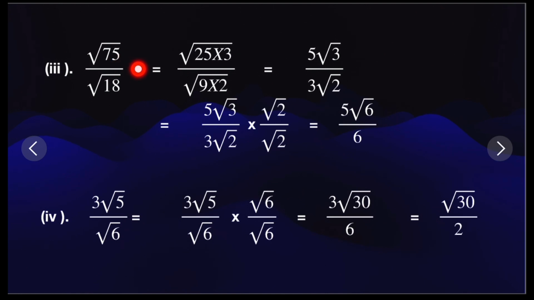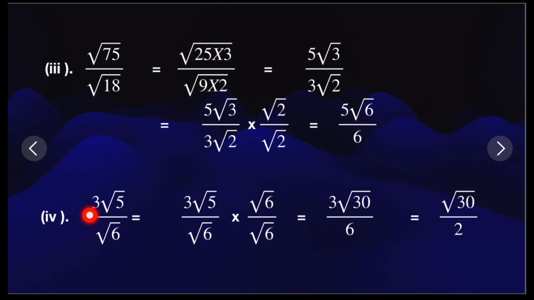Next sum, root 75 upon root 18. First let's simplify it. Root 75 is root of 25 into 3. So root of 25 is 5. So this becomes 5 root 3. Similarly, denominator becomes 3 root 2. Now we look at the denominator only. Here root 2 is there. So we are going to multiply this whole expression with root 2 upon root 2. So root 2 into root 2 becomes 2. 3 2s are 6. Here 5 into root 3 into root 2 is 5 root 6. So this is our answer.